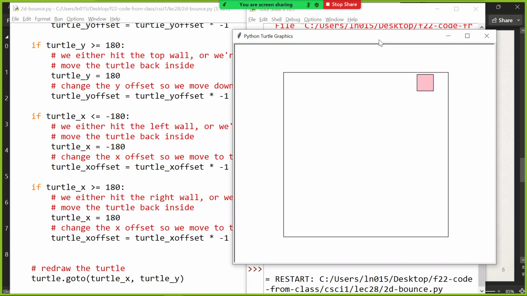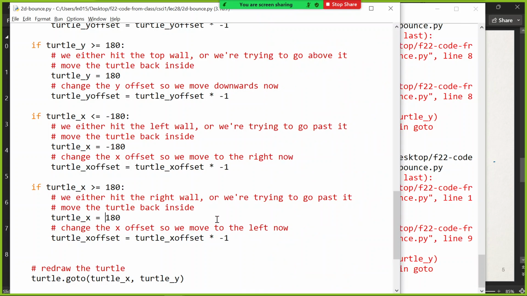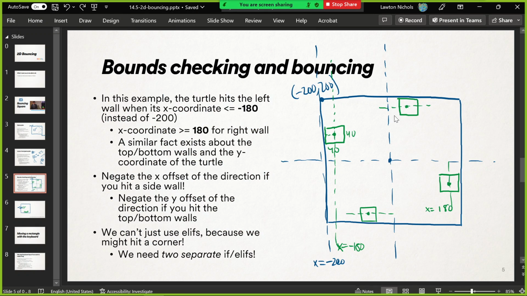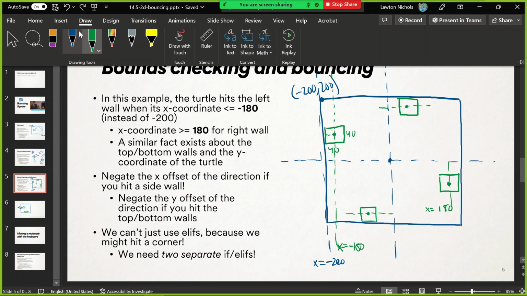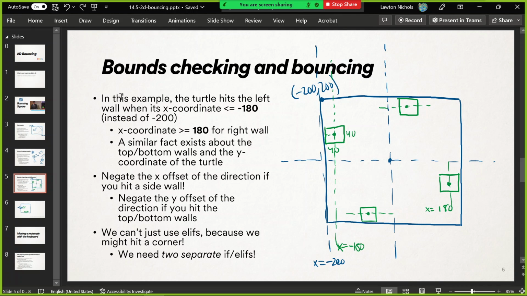So, yeah, now he's going to go off in the ether again. Okay, that's what happened. And also, we didn't have a chance to show this before, but we cannot use elifs because we might hit a corner. And wow, we did. I had to use a bunch of separate ifs because it's possible that at the same time we hit both a top wall and a right wall, or any other combination that is a corner, right?